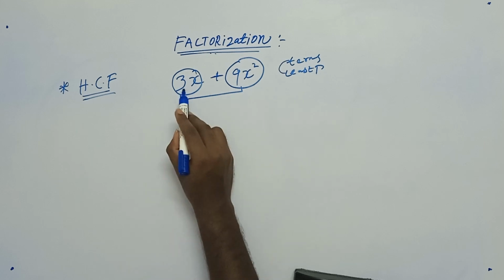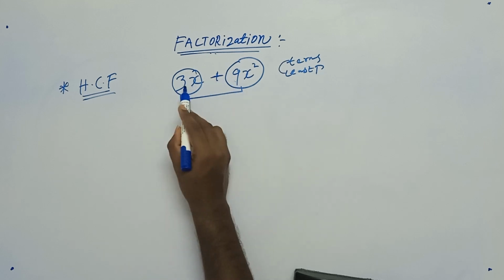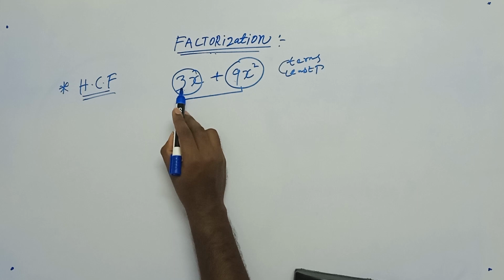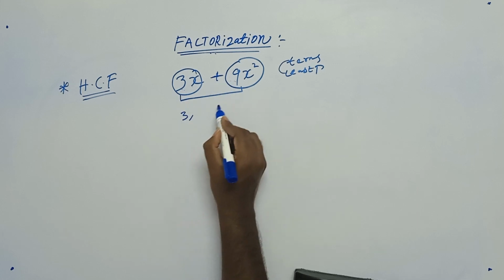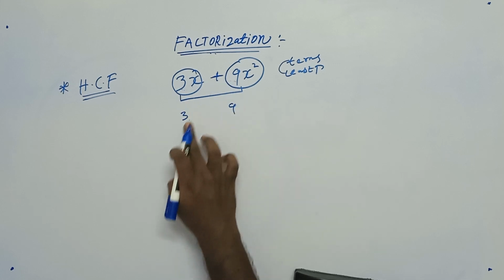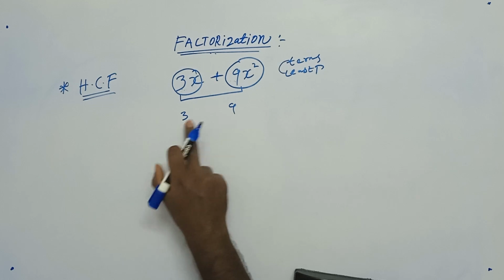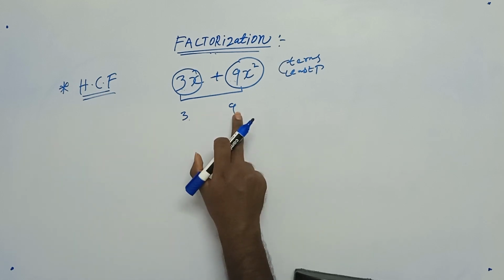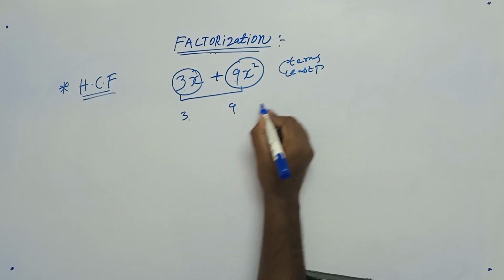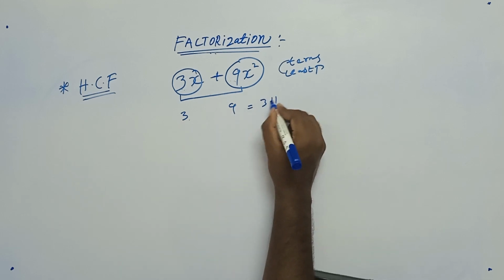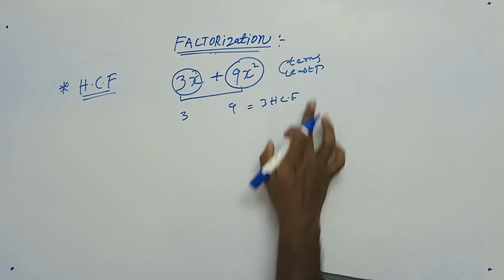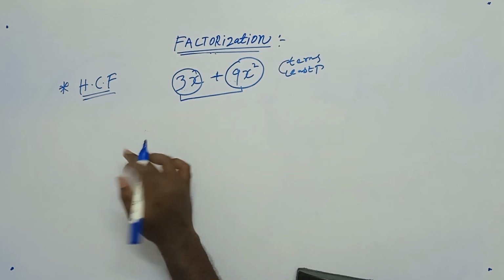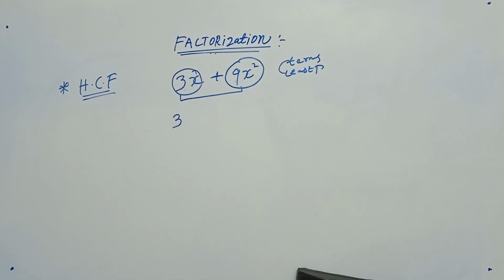Now I will compare these two terms. I will compare first 3 and 9, and find the HCF of 3 and 9. What is the HCF of 3 and 9? 3 is the HCF, right? So 3 is the HCF. Now I am going to write 3 as the HCF.